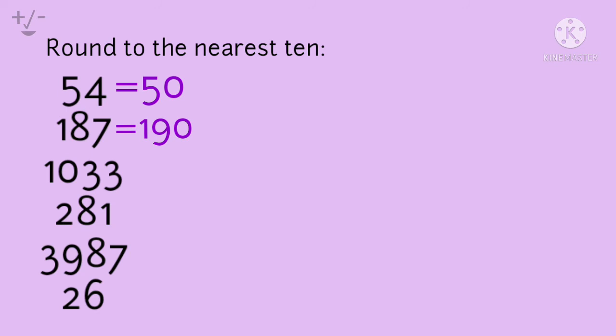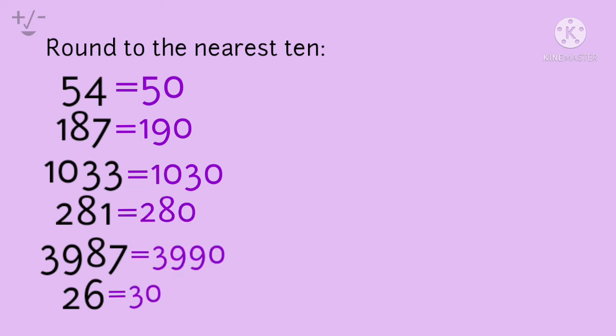In the third question, 1033, we need to focus on the 3 in the units column. Since 3 is lower than 5, we round down the number to 1030. Now try the next 3 questions on your own and check your answers. Here are the answers to the final 3 questions.